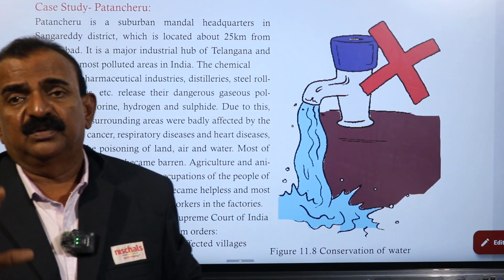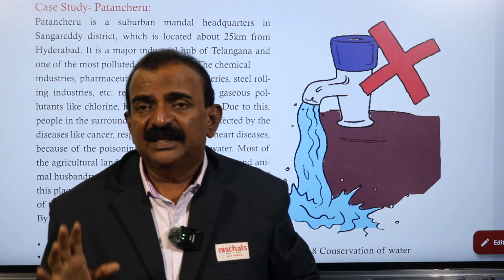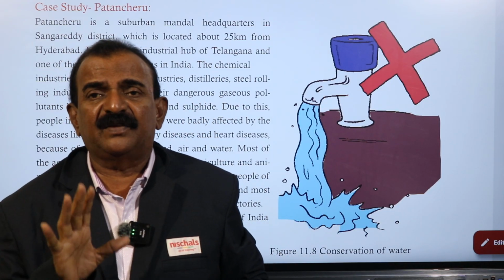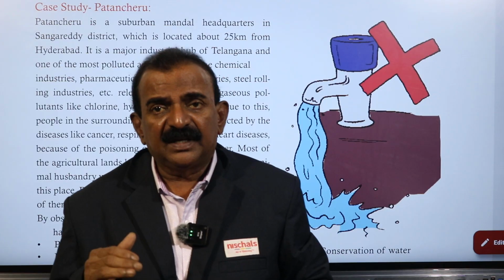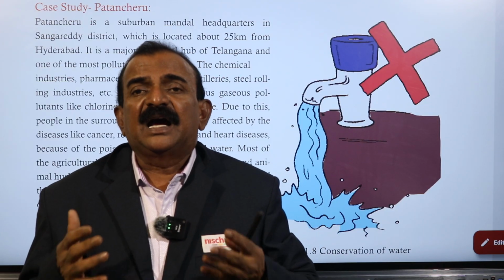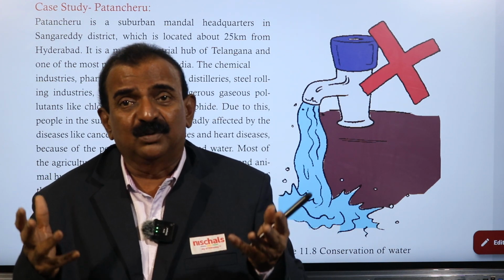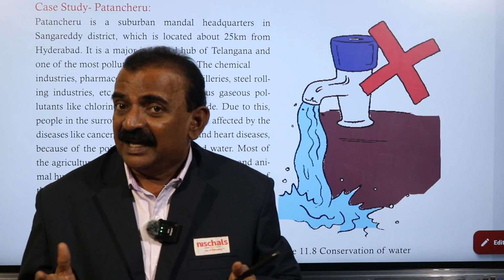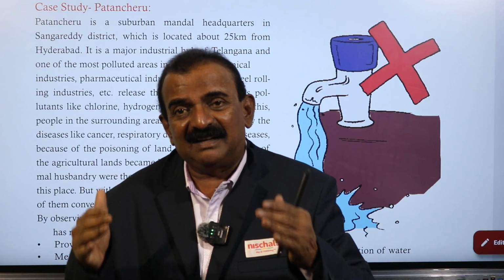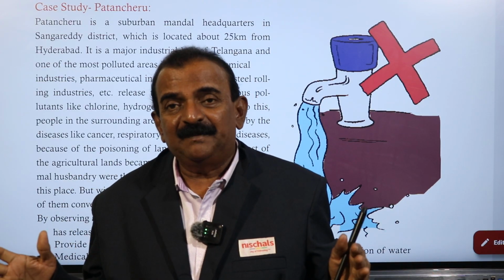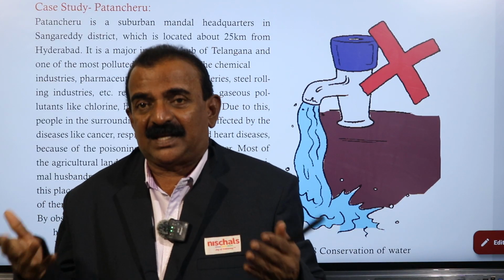Patan Cheru is an urban town located near Hyderabad. It is just 25 kilometers away from Hyderabad. Once upon a time, in previous days, the people who were living in Patan Cheru practiced animal husbandry and irrigation. Now the irrigation lands are completely barren, and no animal husbandry. And the people who are living there go to the factories and become workers. And why?